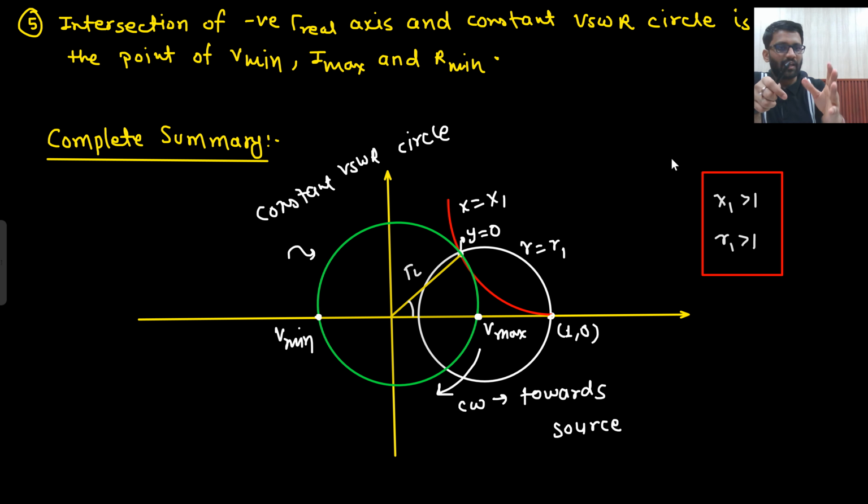So in Smith chart, we map the value of load impedance on the complex gamma plane. Using that load impedance, we make the constant VSWR circle and we can comment on our VSWR, on our standing wave pattern, and on our load as well. So that was the complete summary.